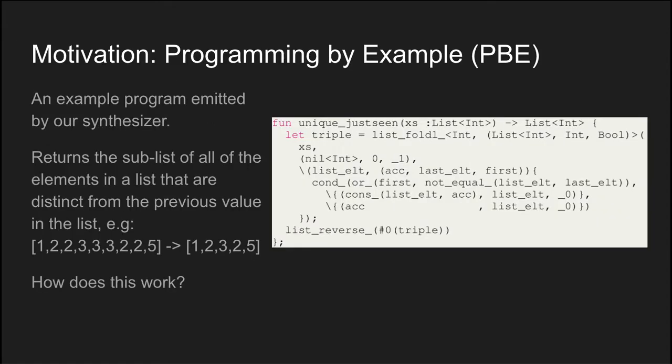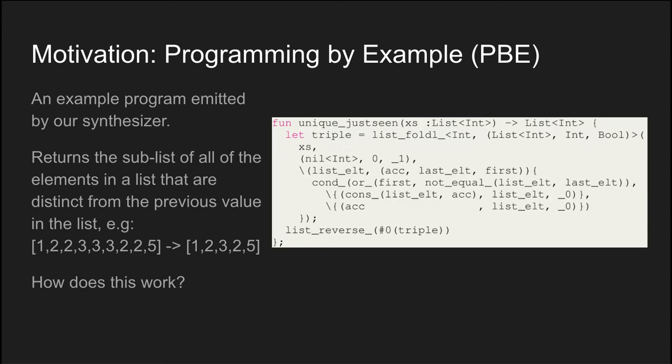Before I explain what property signatures are, I'll describe a problem that they can help to solve. The problem is to synthesize computer programs like the one on the right, given user-defined input-output examples. This is called programming by example, and it's a well-studied problem. The program on the right is a real program generated by our synthesizer that takes a list of integers and returns the sublist of all elements in the input list that are distinct from the previous value in the list.